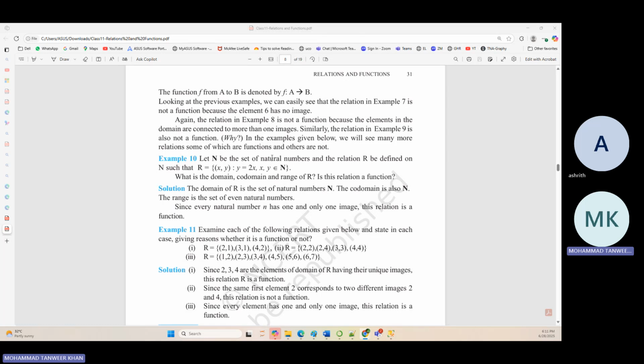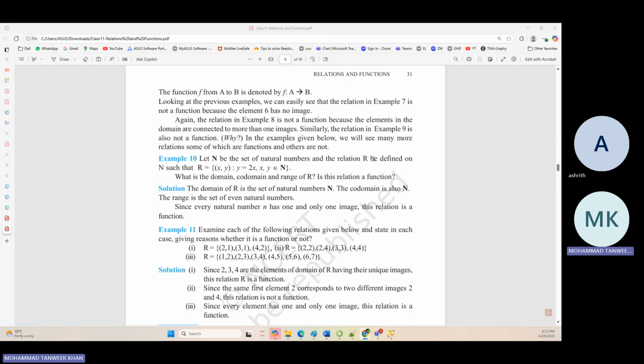Let's start from my example 10. Let N be the set of natural numbers. What is a natural number? From 1 till infinity, right? Until infinity. So here they're telling us, let N be the set of natural numbers. It means N, the entire set of natural numbers, you can denote by N.